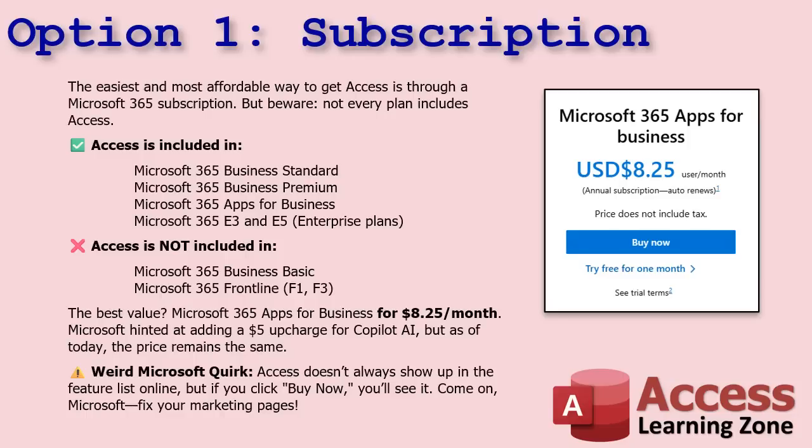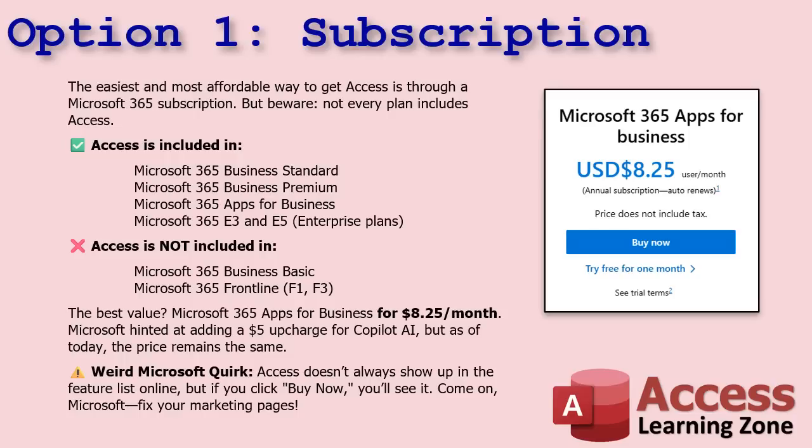All right, so what are your different options? Well, option number one is a subscription. They call it Microsoft 365. It used to be called Office 365. There are several different subscription types available. Access is included in Business Standard, Business Premium, Apps for Business, E3 and E5, the enterprise plans. It is not included in Business Basic and Frontline F1 and F3, whatever those are.